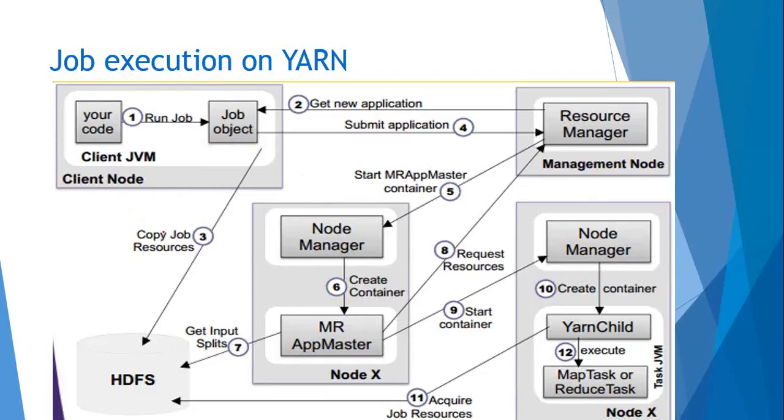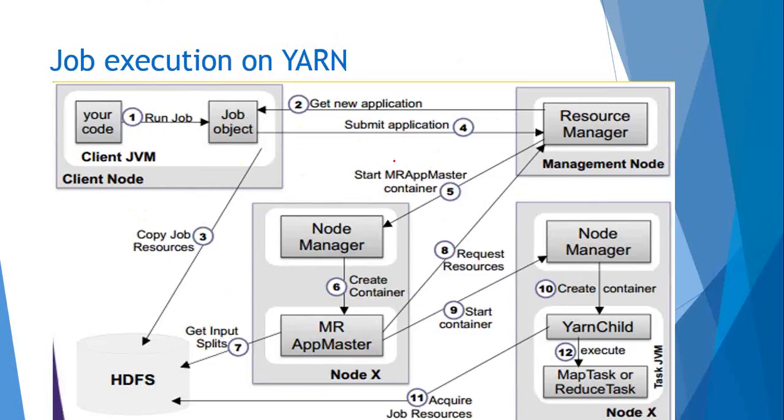So what happens over here is you as a client run your job. You send a signal, or basically you get a new application ID from your resource manager. Previously you were getting it from the job tracker. And then you put your code, your logic or jars, into HDFS, and you say submit application. So what I do is hadoop jar with my jar name and those things. This is what is happening over here.